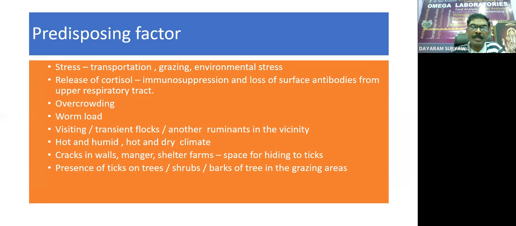Then there is the presence of ticks on the trees, shrubs, and barks of the trees in the grazing areas. It means not only the stall fed animals, but the grazing animals are also equally affected by theileriosis because of the presence of different types of ticks in the shrubs, herbs, and the barks of the trees, and they gain entry onto the body of the animals. They stick to the body of the sheep and goat, and finally they lead to the clinical infection of theileriosis in sheep and goat.